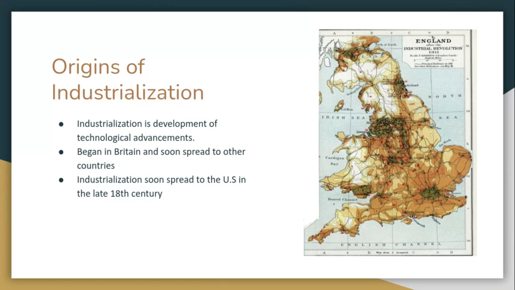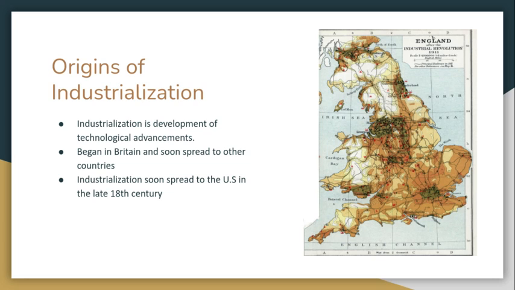States. Origins of industrialization. What is industrialization, you may ask? Industrialization is known as the development of technological advances that occurs throughout a certain country. This includes innovations and inventions in machinery, medicine, transportation, and so much more.